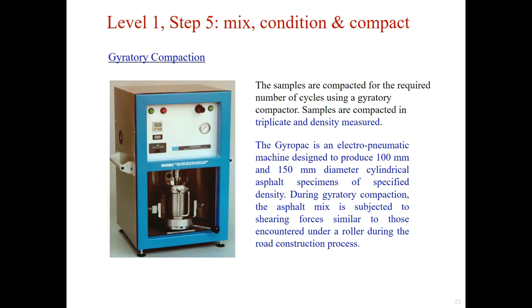For the compaction of the sample, the gyratory compactor is used to compact the samples for the required number of cycles. The compactor could produce 100 millimeter and 150 millimeter diameter cylindrical asphalt samples of specified density. The applied shear force to the asphalt mix is similar to that from the roller during the construction of the road.